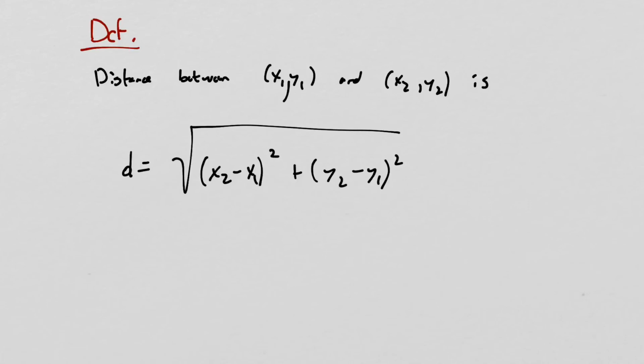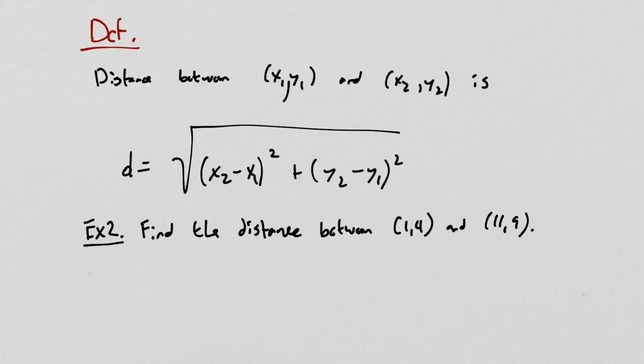Let's compute the distance between 2 points on the plane. This is example 2. Let's let this first point be our x1, y1. We'll let the second point be our x2, y2. We're just going to plug this directly into our equation.